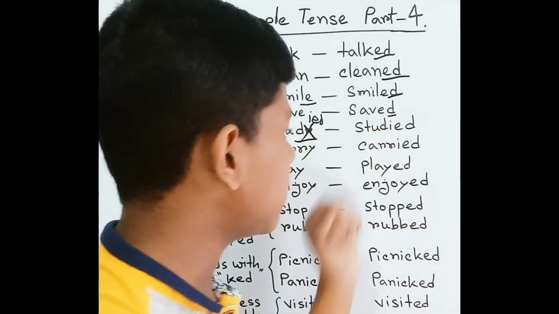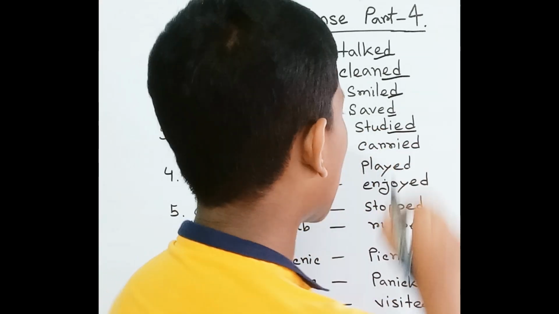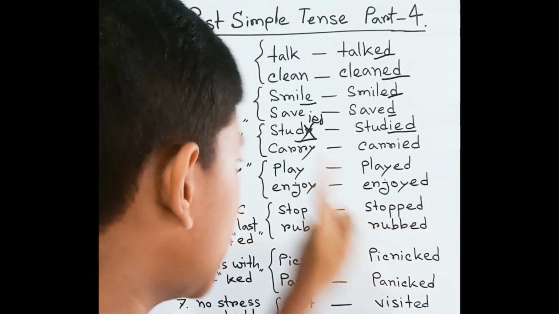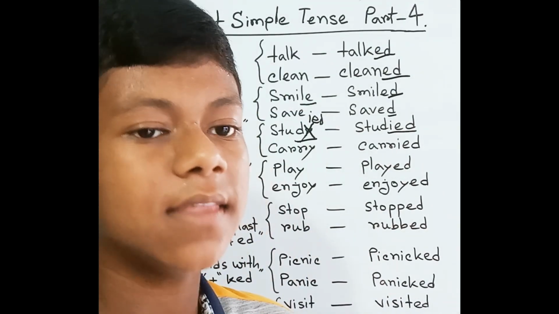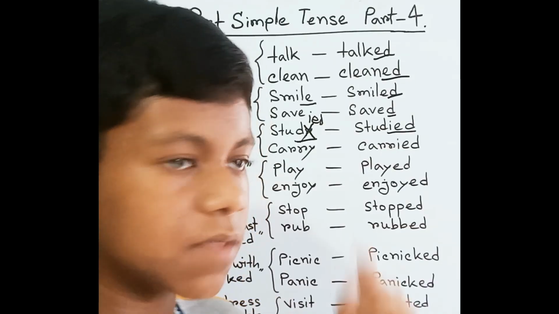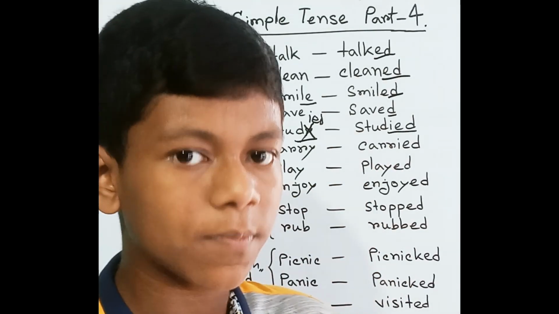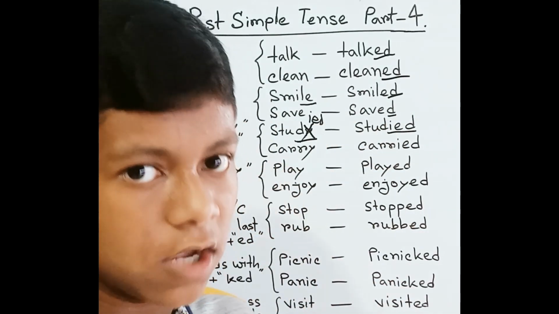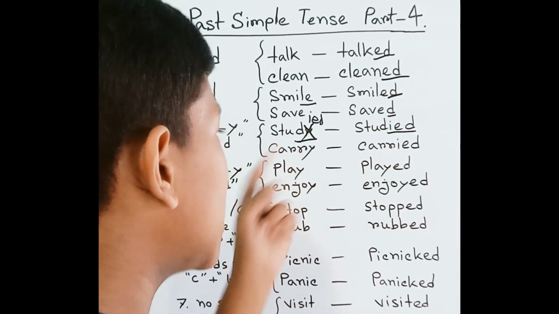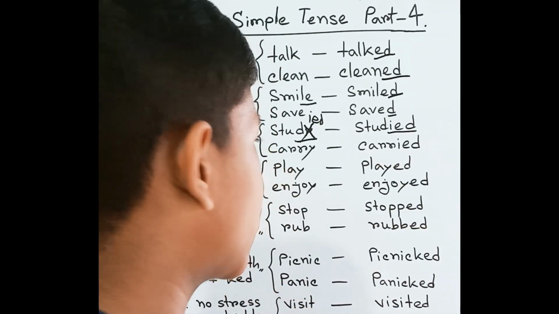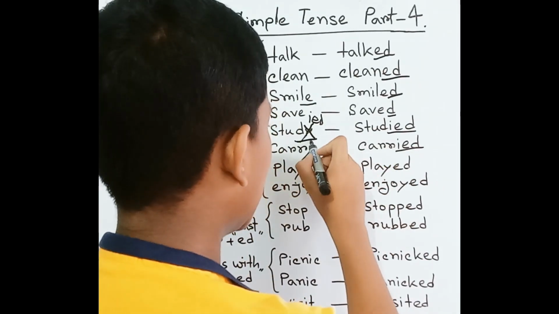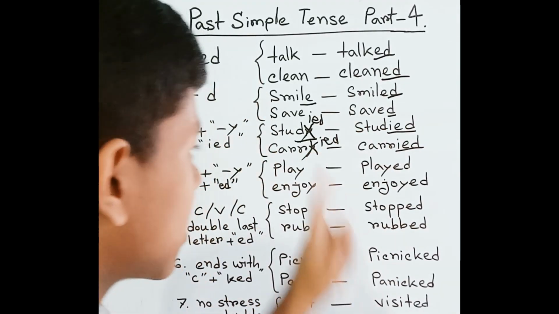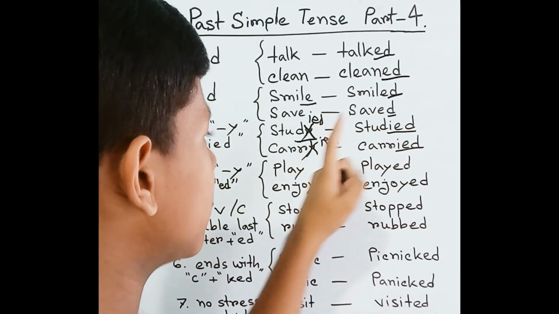So here I have written ied. Study becomes studied. Our base form is study, and if you want to transform this base form of the verb into the past form, it will be study, studied. Same here, the base form, or you can simply say V1. Carry becomes carried. Just see, we have cut the y, then we have added ied.